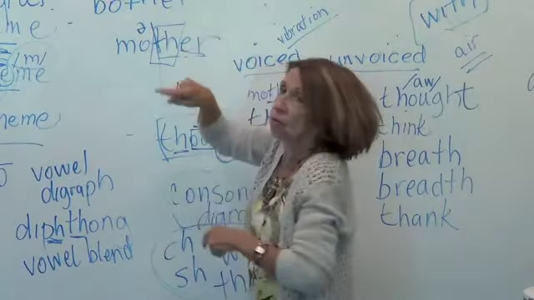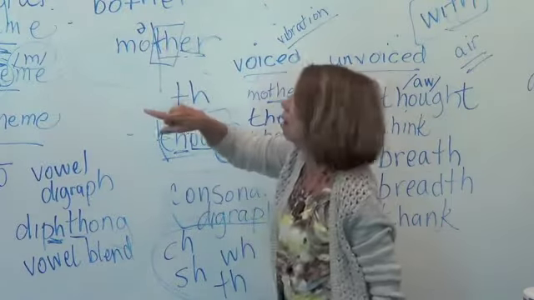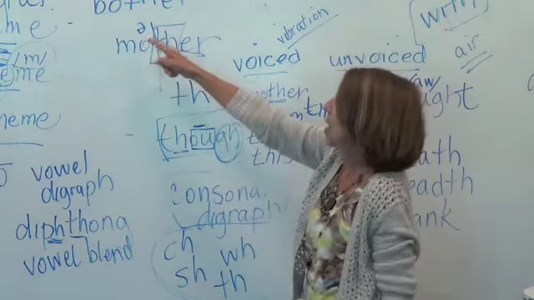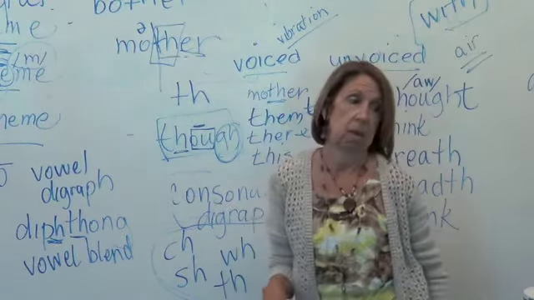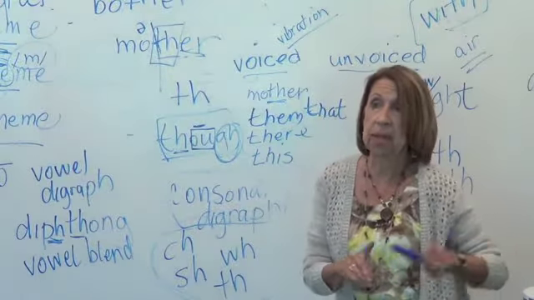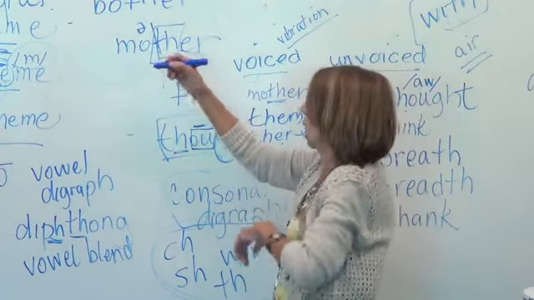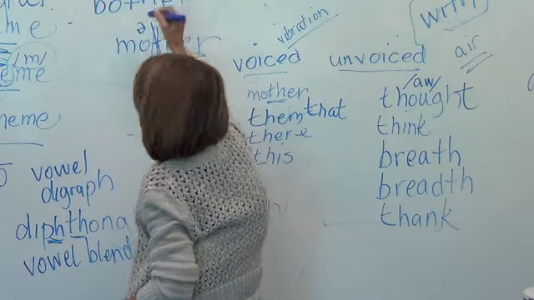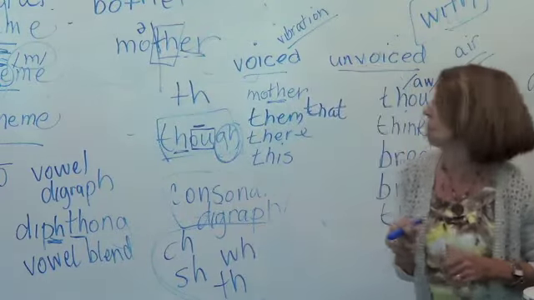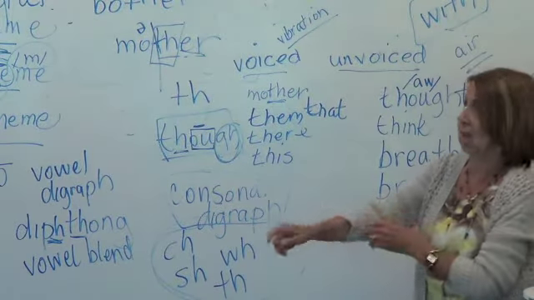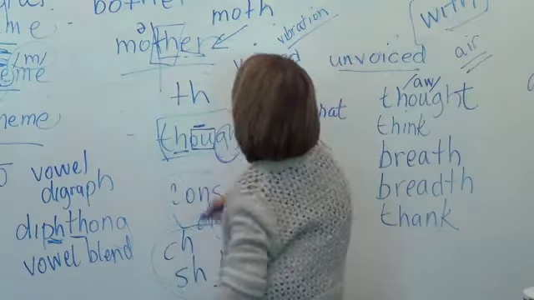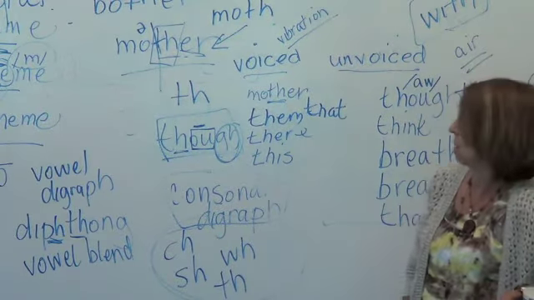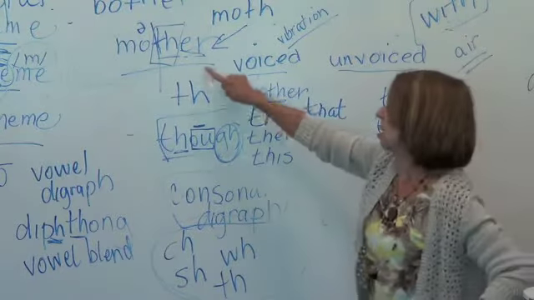Now we add two letters, which is a bossy R. It would be a voiced TH, and now we have ah, the short O. We're not talking about a schwa. So now the long O becomes a short O, and the unvoiced TH becomes a voiced TH. Bother. And then we stick ER on the end of it. Moth, that's unvoiced. Moth is unvoiced. We put ER on it, it becomes mother.